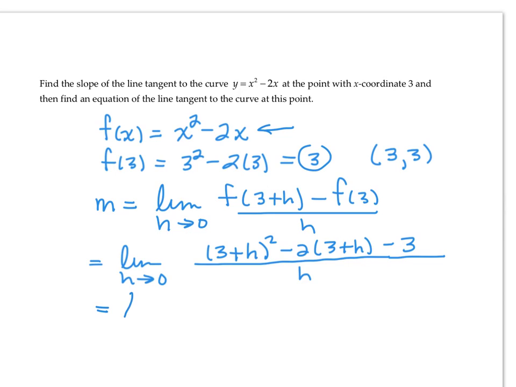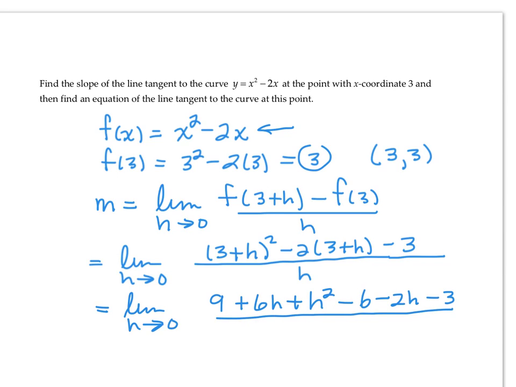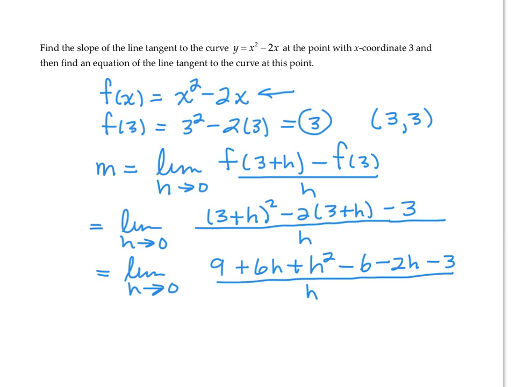So now we have some algebra to take care of. If we expand out the (3 plus h) quantity squared, we get 9 plus 6h plus h squared. Distribute the negative 2. That's negative 6 minus 2h, minus 3. We should be able to simplify this somewhat. Well, we've got an h squared. Let's start with that. And then we've got 6h minus 2h, which is plus 4h. And then we have 9 minus 6 minus 3, which is 0.